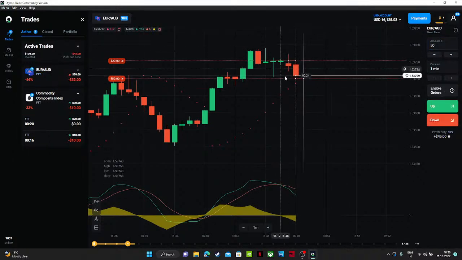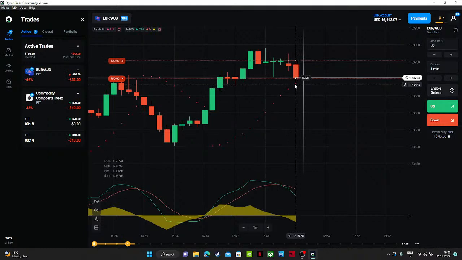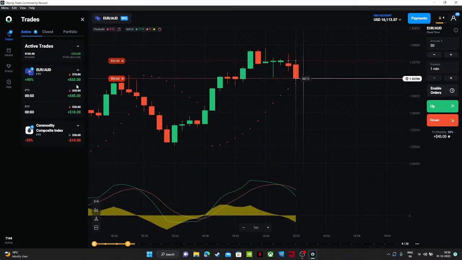Okay, here I suppose that we can enter into another downside trade. The parabolic might shift very soon. The MACD is indicating below the zero line. So this is a good opportunity to enter into the trade.